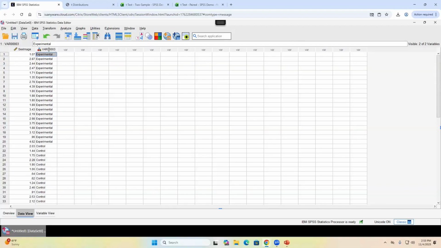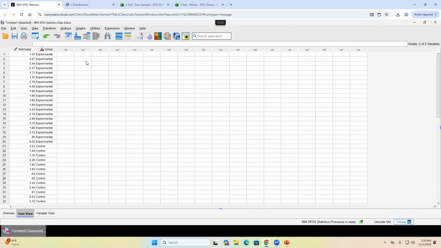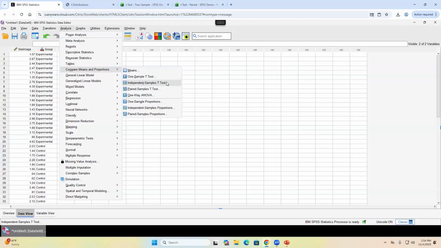The last thing that we're going to do is change var 00003 to group, because that tells us which group each of these subjects was in. All right, is everybody at that point? All right, and then at that point, we go to analyze, we go to compare means and proportions. Again, this one is called an independent samples t-test in SPSS, a 2 samples t-test in your textbook. We click on that.